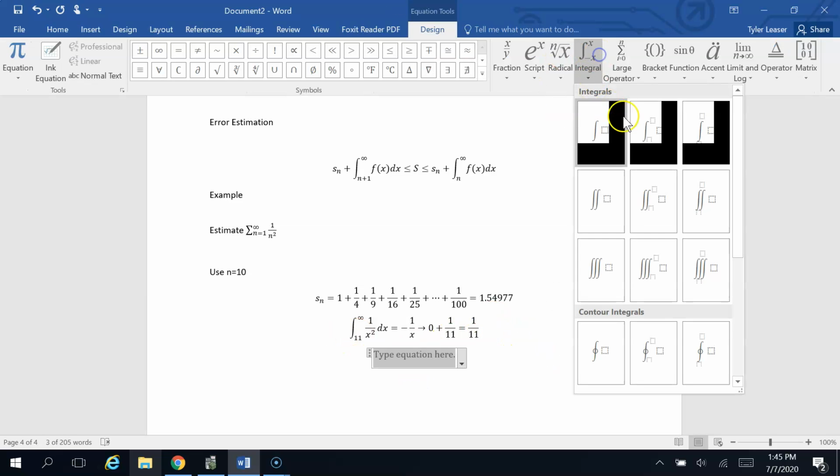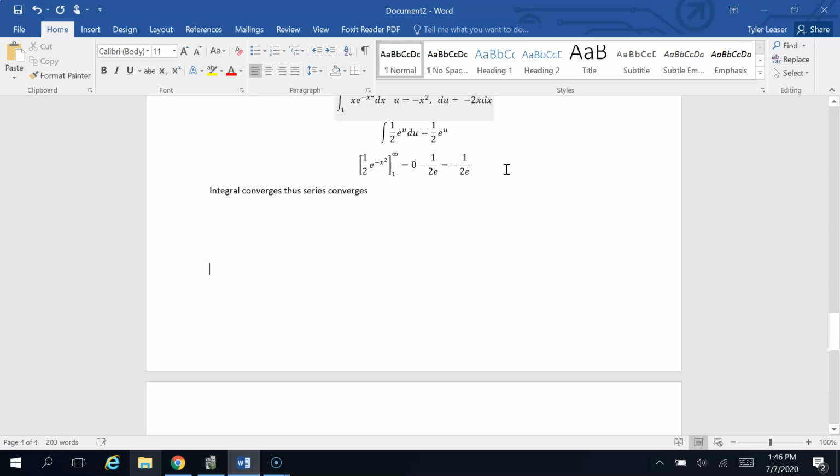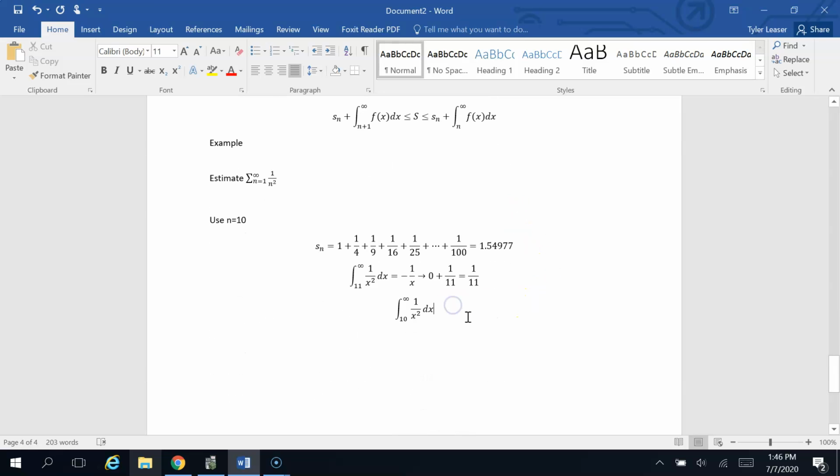Then I'd also want to do the integral on the right-hand side of the inequality, which is just going from n to infinity. So for us, 10 to infinity of 1 over x squared dx. This is going to have the same antiderivative. So we're just plugging infinity in, which is going to give us 0, minus the negative of plugging 10 in, which is going to give us 1/10.